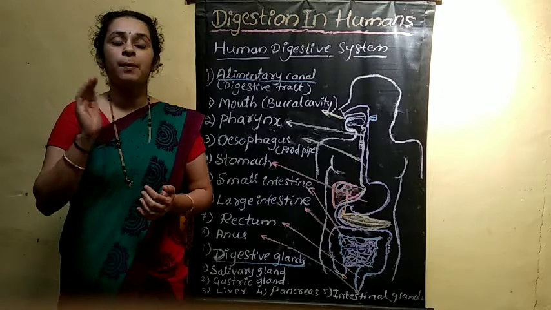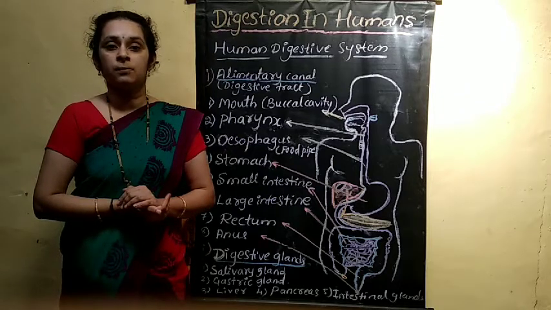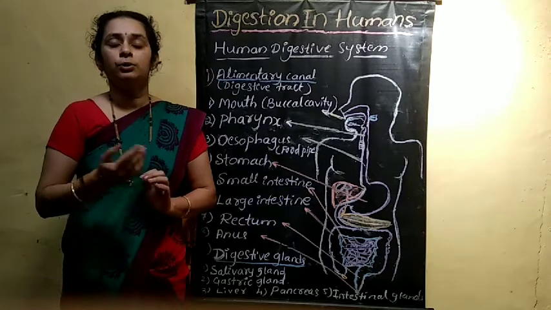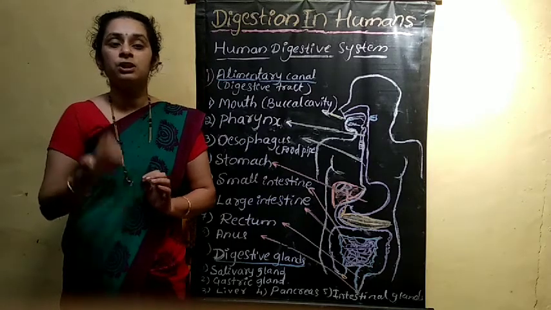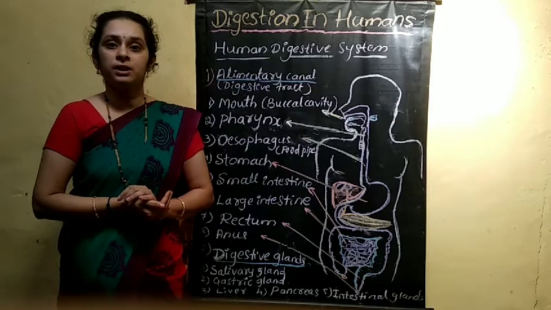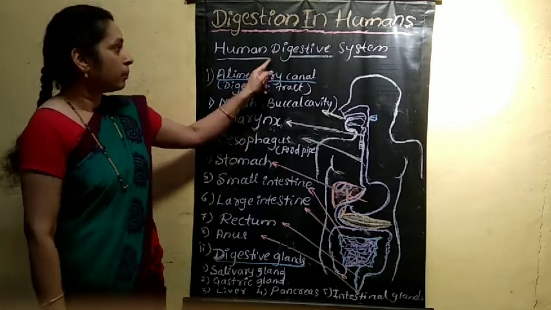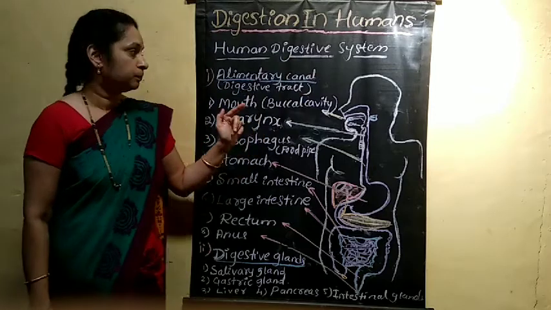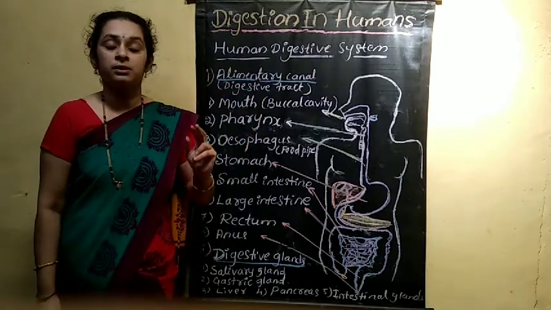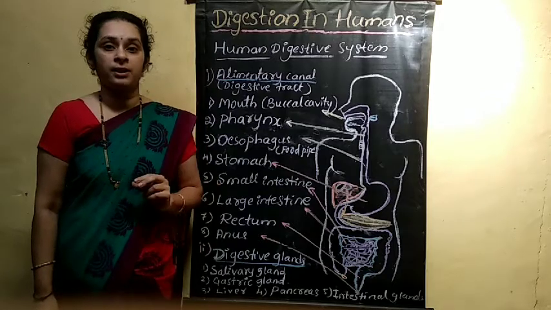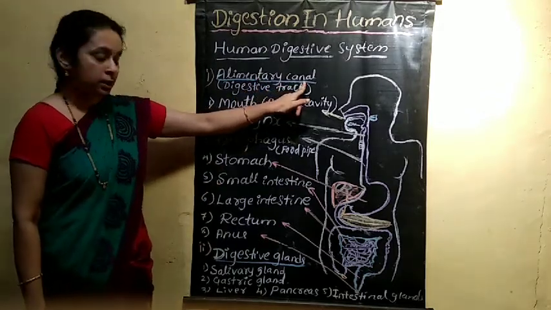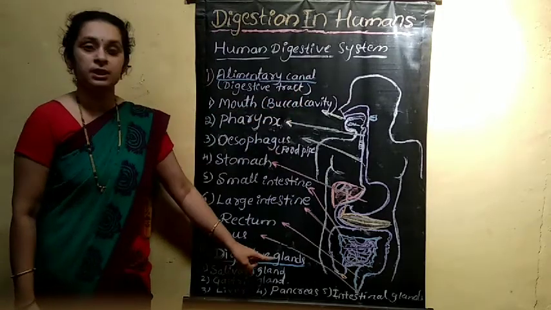First we have to discuss the human digestive system. What are the parts of the human digestive system? How is it working in the human body? What are the functions of those organs in the body? Mainly the human digestive system consists of 2 parts. First one is the alimentary canal. Second one is the digestive glands.